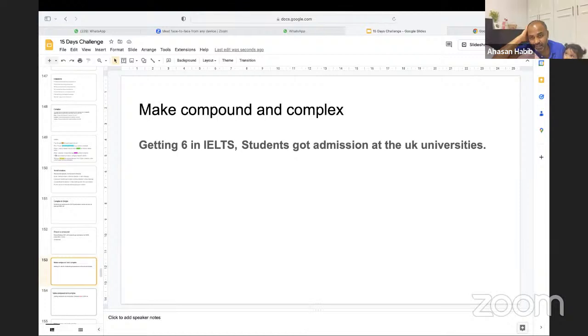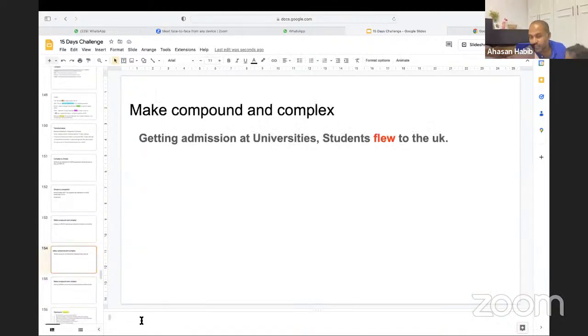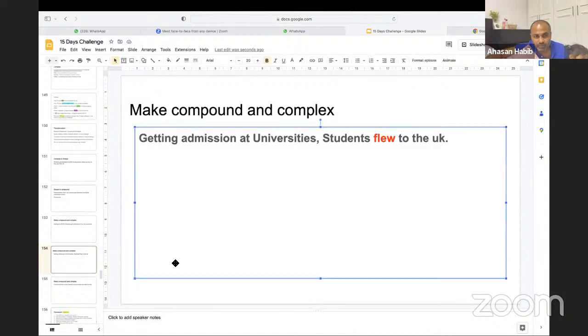Excellent. So if you use when, that means complex sentence. I'm looking for a compound sentence. So you can say, student got 6 in IELTS and they got admission at UK University. Very simple.